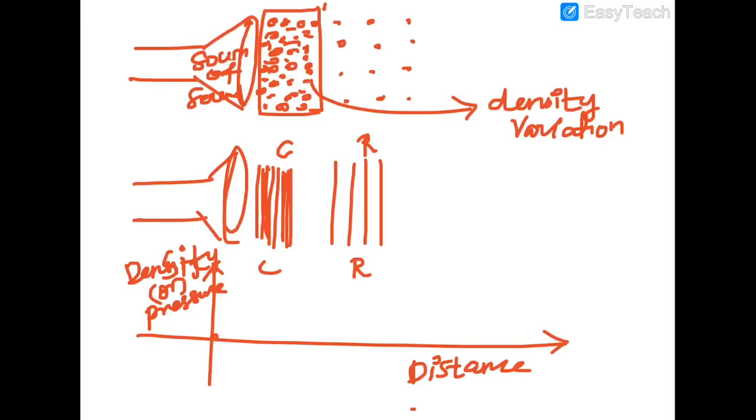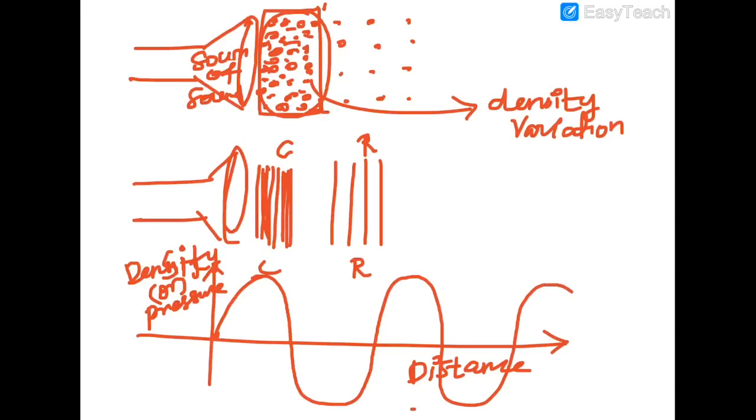Here the state will be highly compressed, so your density or pressure will be increasing from 0. After this point, what will happen? It will go down, because of the relaxation. And it will go up again and come down. This kind of wave keeps moving.